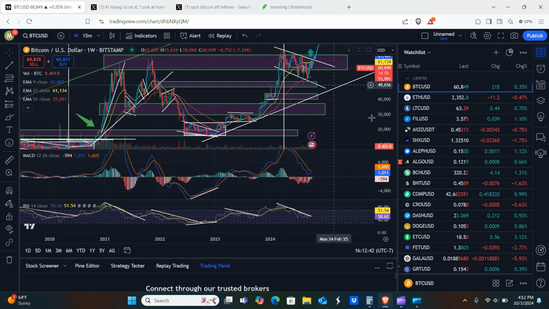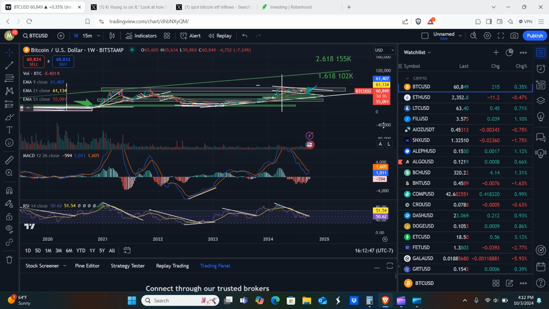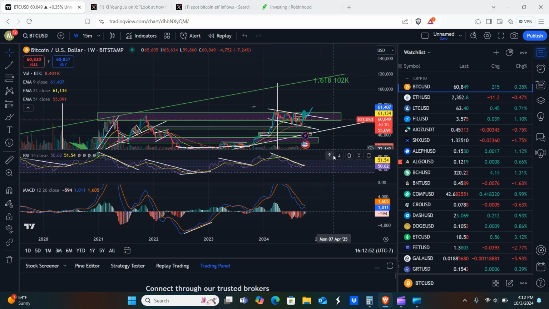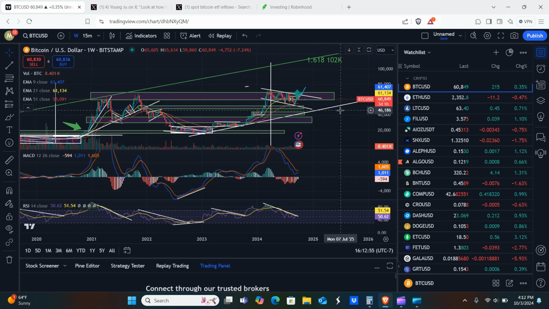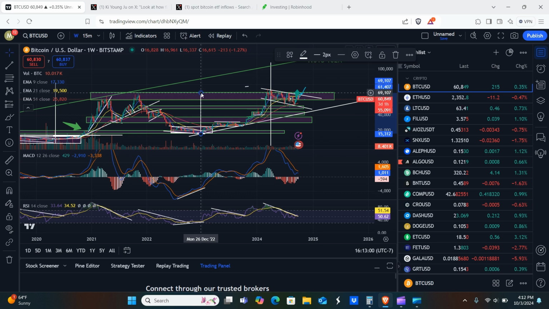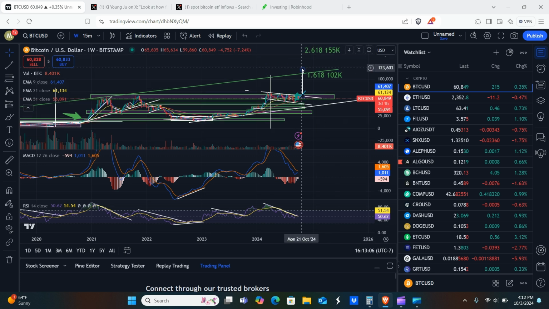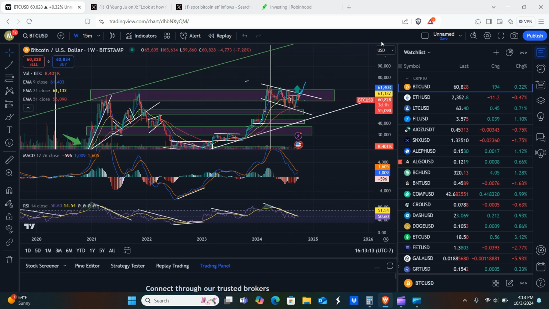The cup and handle pattern you see here, this big, huge cup and handle pattern. Again, this is not really a Bitcoin video, but I just want to show you guys where my thought process is on this. You can see the target for the cup and handle is $125,000, which lines up with that top line right there.